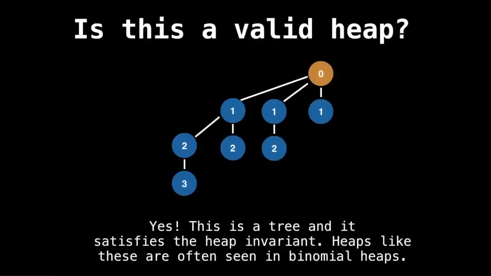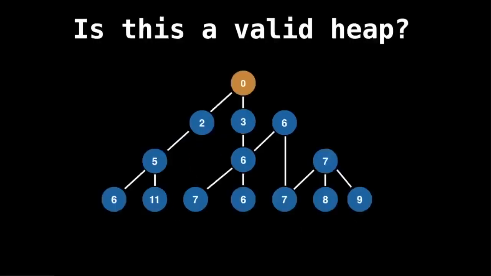So we often see heaps like these in what are called binomial heaps. Note that heaps aren't necessarily binary heaps, they can have any number of branches. On to our next one. So is this a valid heap? Yeah, it's a valid heap, because even though this one is strangely structured, we're free to move around the visual representation of the nodes as we please. So yeah, it's a valid heap.